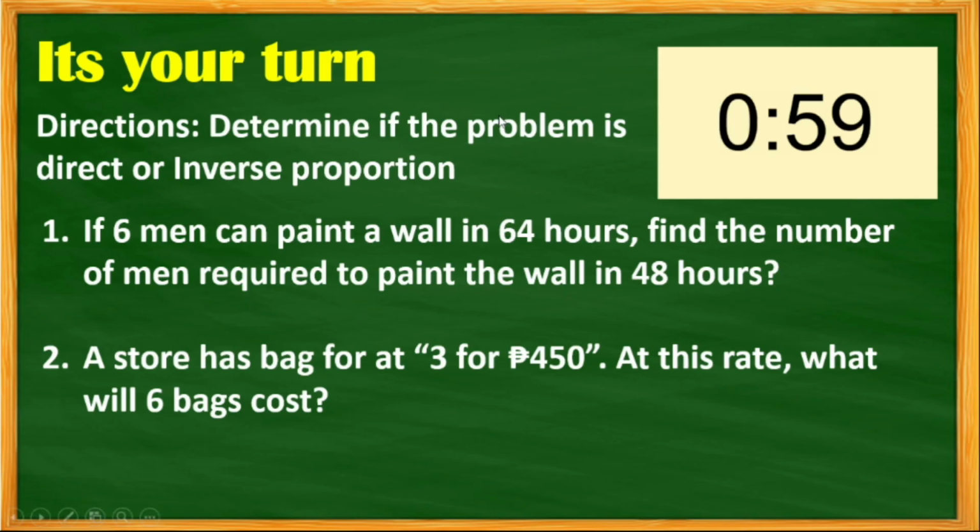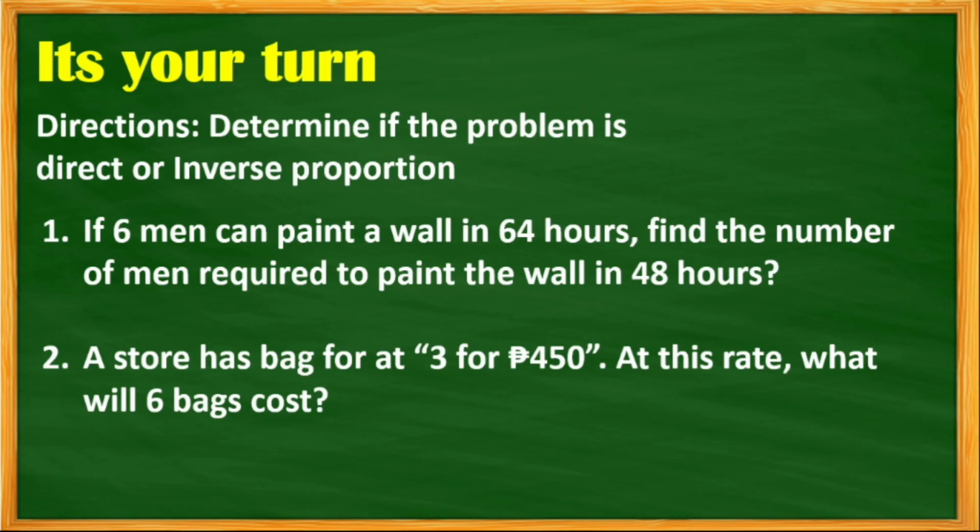Time's up. Now, let's reveal the answer. So for number 1, 6 men can paint a wall in 64 hours. Find the number of men required to paint the wall in 48 hours. This would be an inverse proportion for number 1. We're going to multiply 6 times 64, then divide by 48. The answer is 8 men.